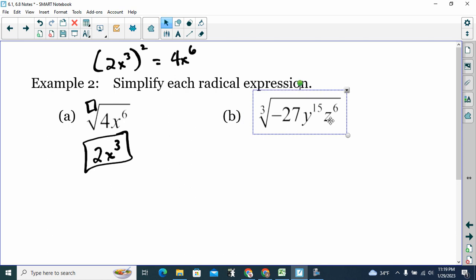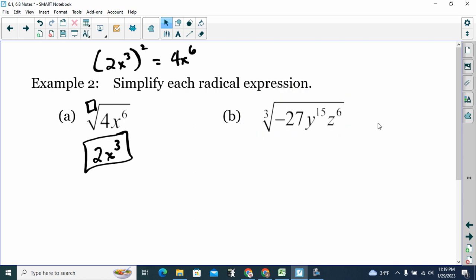Part B says the cube root of negative 27 y to the 15th z to the 6th. First of all, can we take a cube root of a negative number? We can because the index is odd. I can take a root of a negative number, because if I multiply a negative number by itself an odd number of times, I do get a negative.